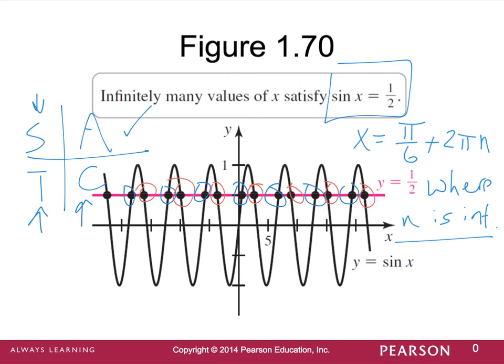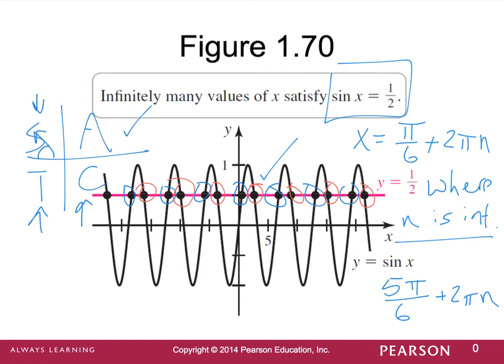Well, if pi over 6 is our reference angle, then we have to be up here, pi over 6 above the negative x-axis. So what is that? That's 5 pi over 6 that we get also 1/2. Sine of 5 pi over 6 also gives us 1/2. And that repeats every 2 pi. So that accounts for that angle right there.